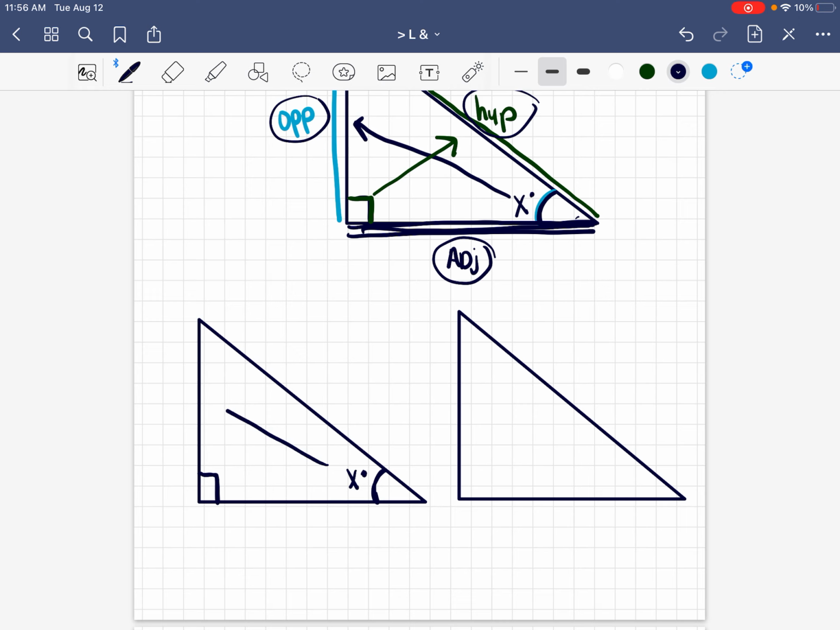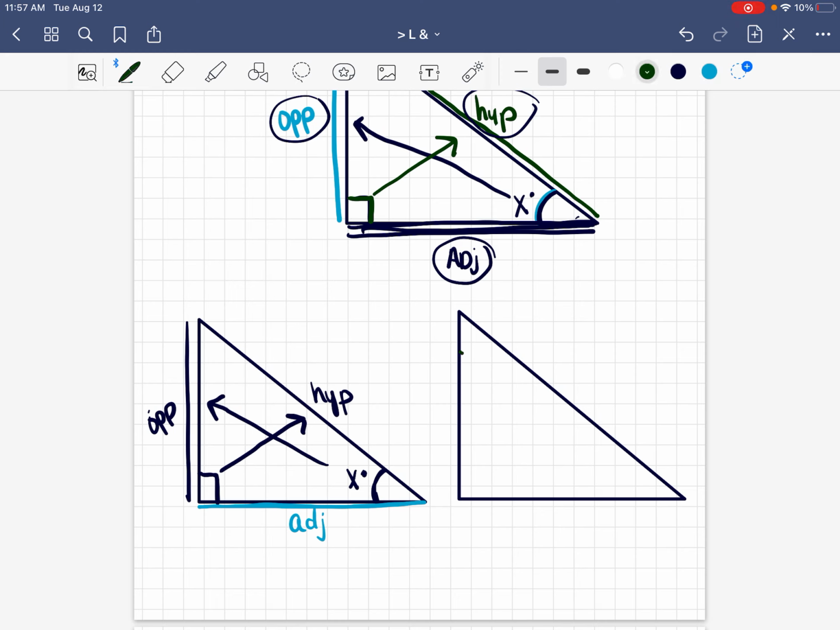So if you remember, for the opposite you draw an arrow from the angle to the opposite side. So this side right here would be the opposite. Then if I want to look for the hypotenuse, I draw a line across from the little box or the right angle, and that's the hypotenuse. And then the adjacent side is whatever side is also part of the angle. So this side would be the adjacent side.